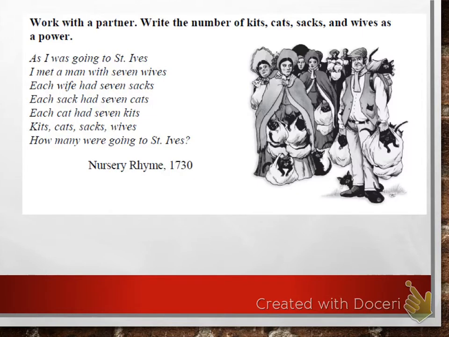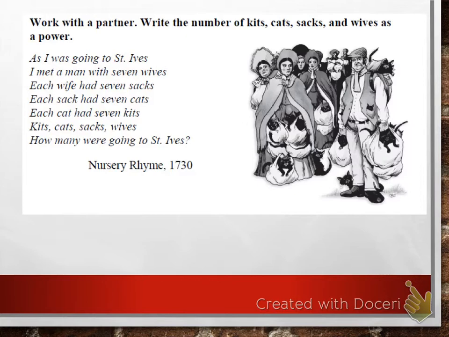Now we're looking at the number of kits, cats, sacks, and wives as a power. If you've ever heard this nursery rhyme: as I was going to St. Ives, I met a man with 7 wives. Each wife had 7 sacks. Each sack had 7 cats. Each cat had 7 kits. Kits, cats, sacks, wives, how many were going to St. Ives? So that's really just an exponent problem.